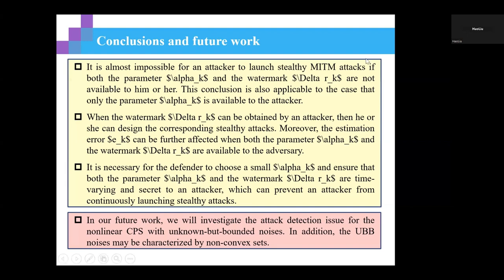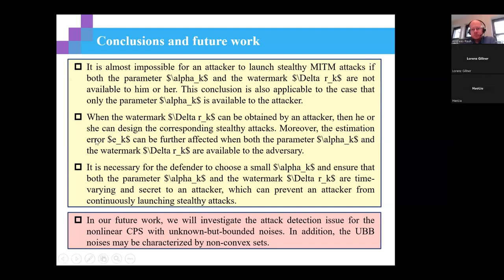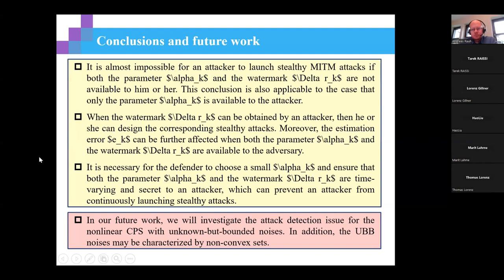Then, the last conclusion is that it is necessary for the defender to choose a small alpha sub key and ensure that both the parameters alpha sub key and the watermark are time-varying and secret to an attacker, which can prevent an attacker from continuously launching stealthy attacks.